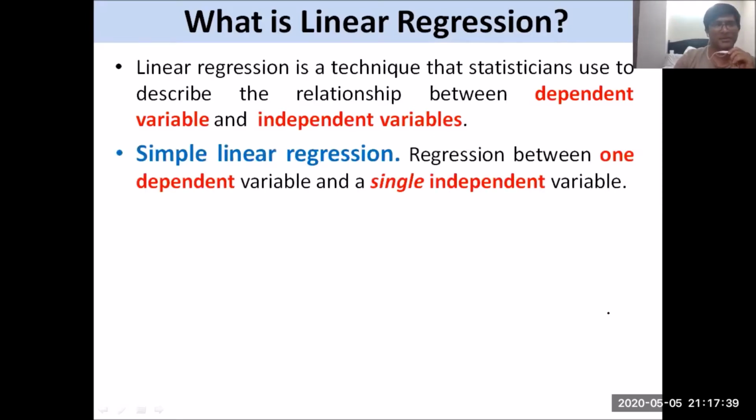So there can be a simple linear regression, where we have one dependent variable and a single independent variable. For example, I was taking the example of height of a person and weight of a person. One of the variables can be dependent, and the other variable can be independent. But we have just two variables, a single dependent and a single independent variable. So that accounts for simple linear regression.